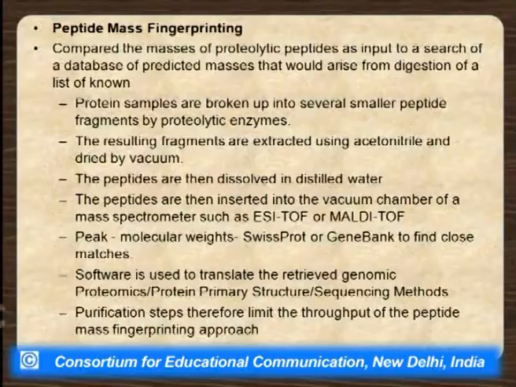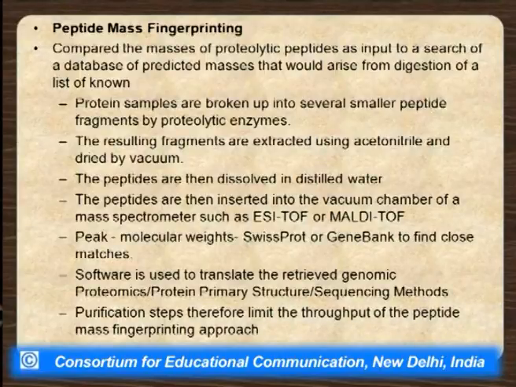So, moving on from that technology, we have mass spectrometry, which can be used to determine the primary sequence of the protein. And we can do peptide mass fingerprinting. The very basic experiment we can design using mass spectrometry is peptide mass fingerprinting. In this, we obtain the proteolytically fragmented peptides and we compare the masses in the database and predict what will be the masses that would arise from digestion of certain known molecules.